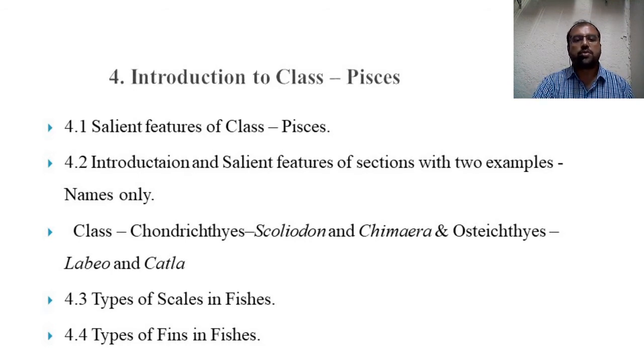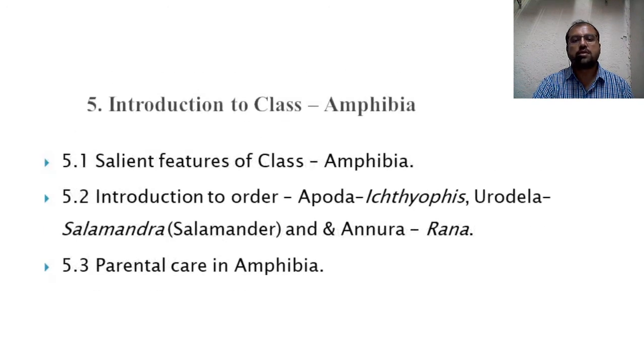Then the fifth topic in animal diversity, third, is Introduction to class Amphibia. That is the animals which live in water as well as on the land. And the first topic is salient features of class Amphibia. Then introduction to order.